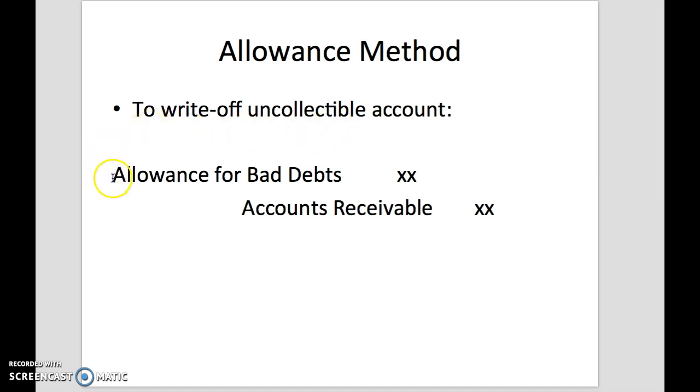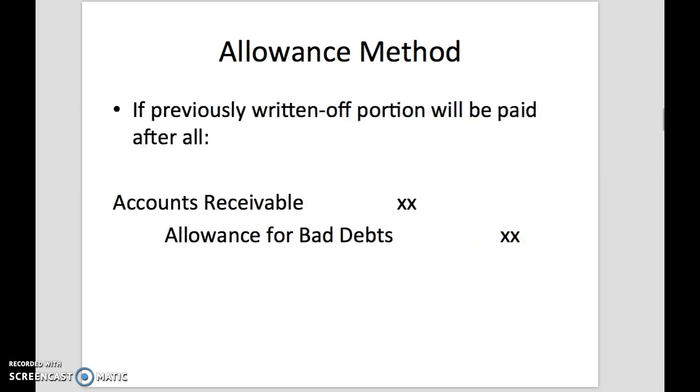So to do that, we debit allowance for bad debts to decrease the value of this account, and then we credit accounts receivable so that accounts receivable will also be decreased. Now, let's say if suddenly we discover that apparently our client did not pass away, apparently he's alive and he's safe, then we have to recognize that, oh, okay, it's still possible to collect from this client.